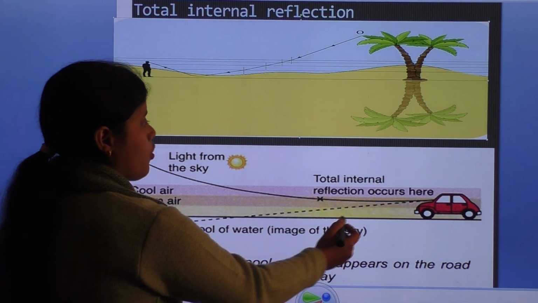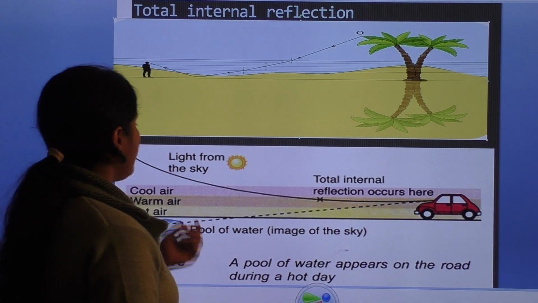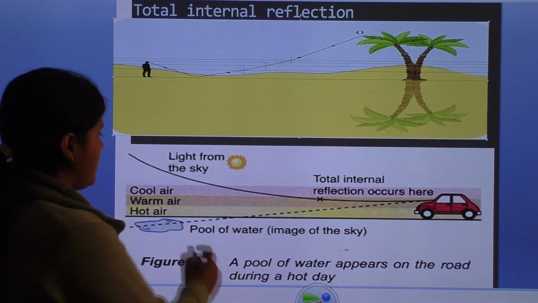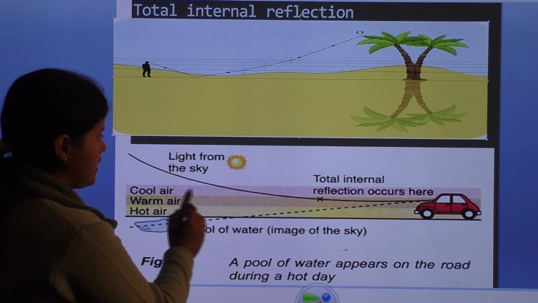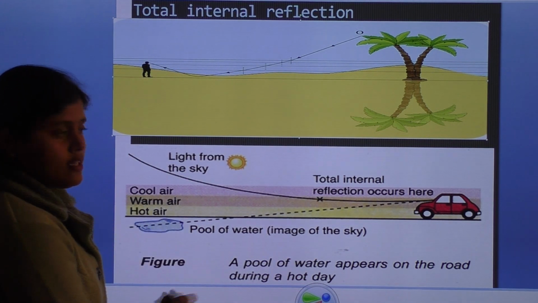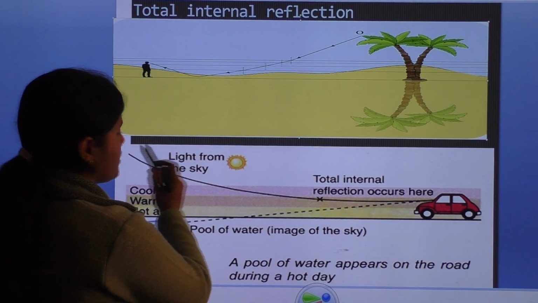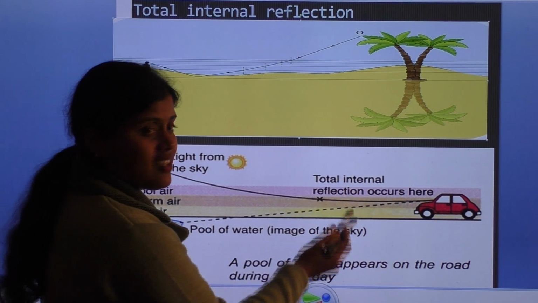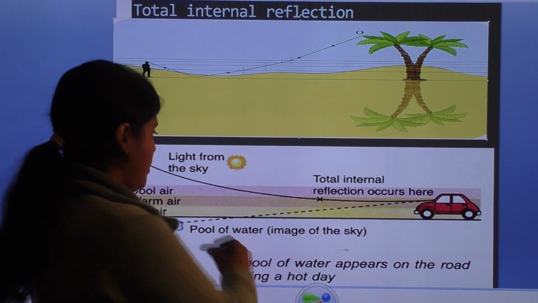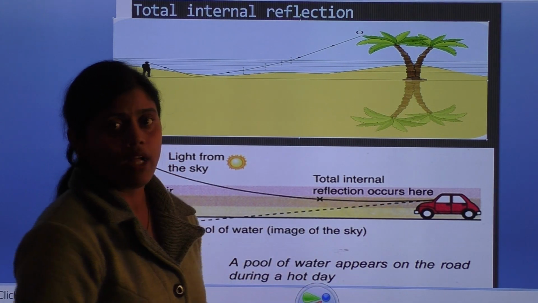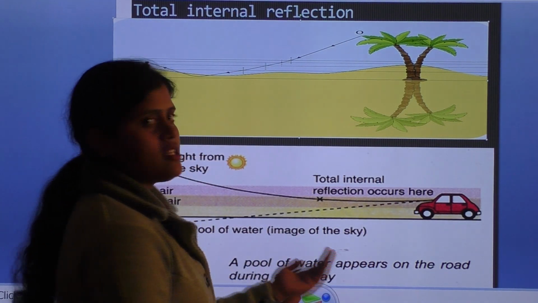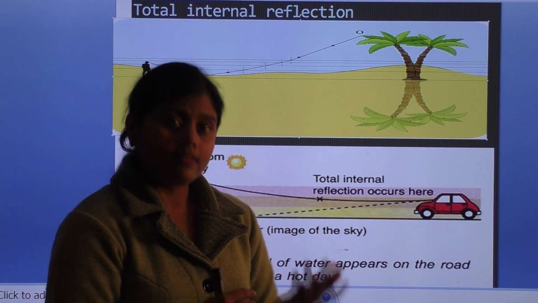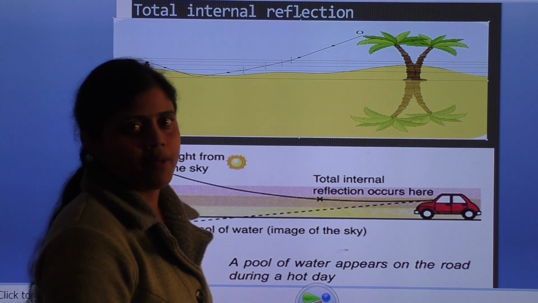And the same thing happens with this road also. On a hot summer day, this road is very hot, thereby forming rarer, warm air here, and the air is cool in this region, and this is warm and this is hot air. Thereby, it seems like the image of the sky is shown here, and the person in the car thinks that there is a water pool at some distance on the road. As he approaches, the angle changes. Maybe the angle is less than the critical angle. That's why it suddenly disappears.